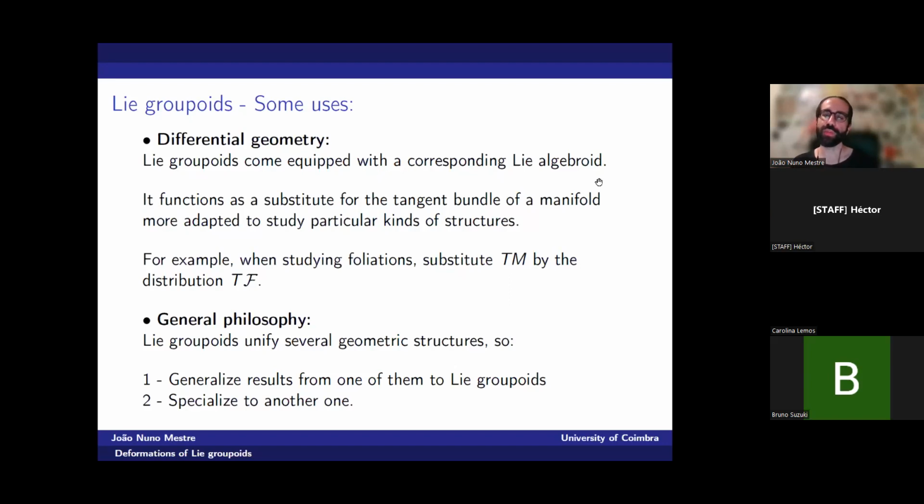And very often it functions as a good substitute for the tangent bundle of a manifold, but one that is a little bit more adapted to the structure that you want to study. Let's say that we wanted to study foliations. Then we could, instead of using the tangent bundle, use the distribution TF, which is going to be the Lie algebroid associated to both the holonomy and the monodromy groupoid. And this is a vector bundle. It has a Lie bracket in the space of sections.